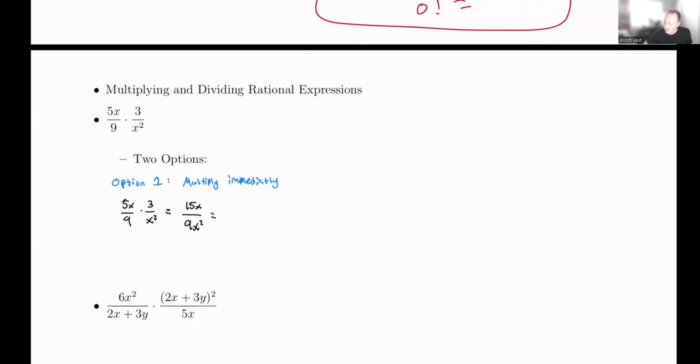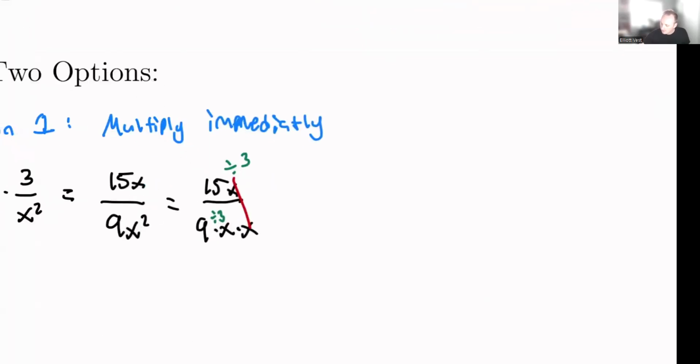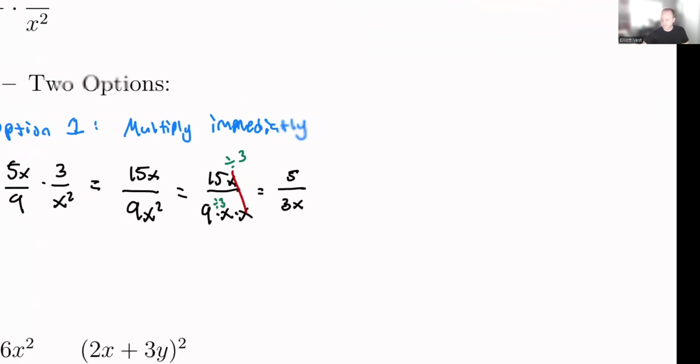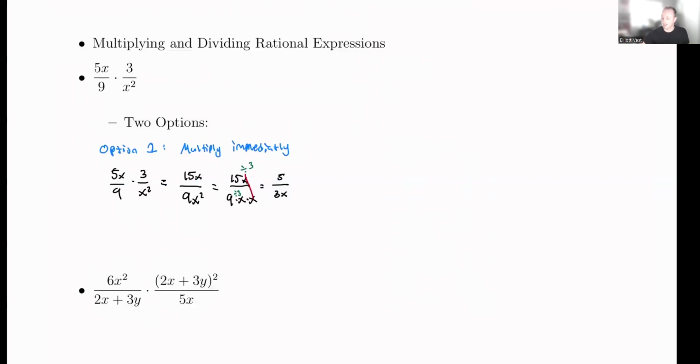When in doubt, write it out. 15x over 9 times x times x. I see I can cancel one of my x's. The 15 and the 9 are both divisible by 3, so I can divide by 3 on top and bottom here. 15 divided by 3 is 5, 9 divided by 3 is 3. We still have an x remaining. Okay, that's as simplified as it gets. Really, the idea is simplifying as much as possible when we can.